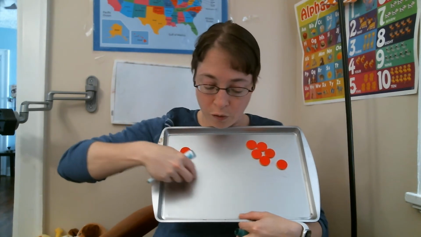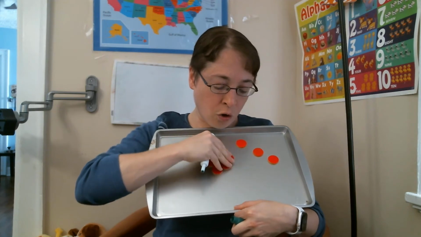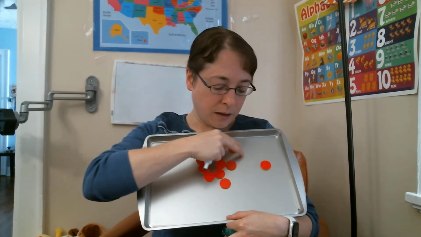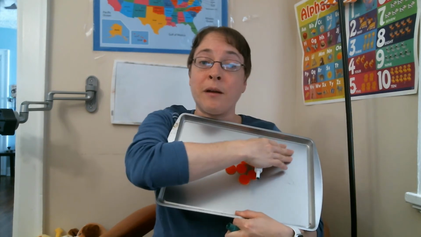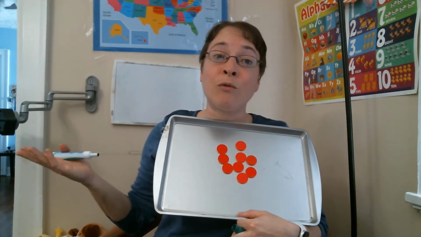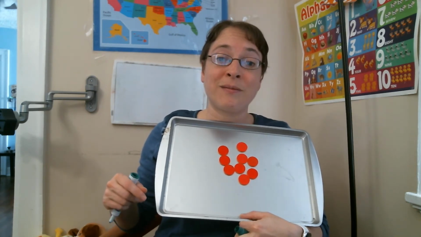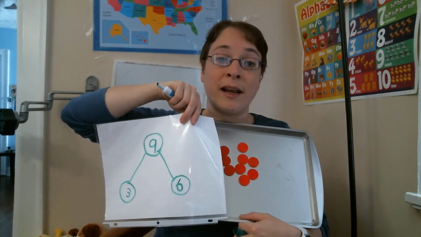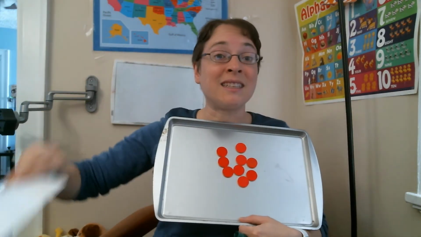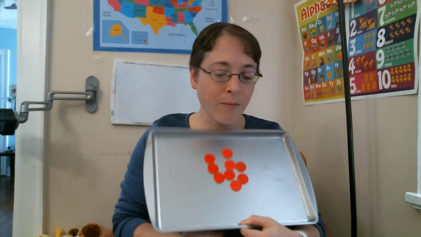So you can put your counters or whatever you have back together to show the whole. And then you can put a different amount over here and a different amount over there. And that will show you different ways to show 9. And remember to make a number bond for the different ways as well. So if you would like to keep working on that, you can. I'm going to move on.